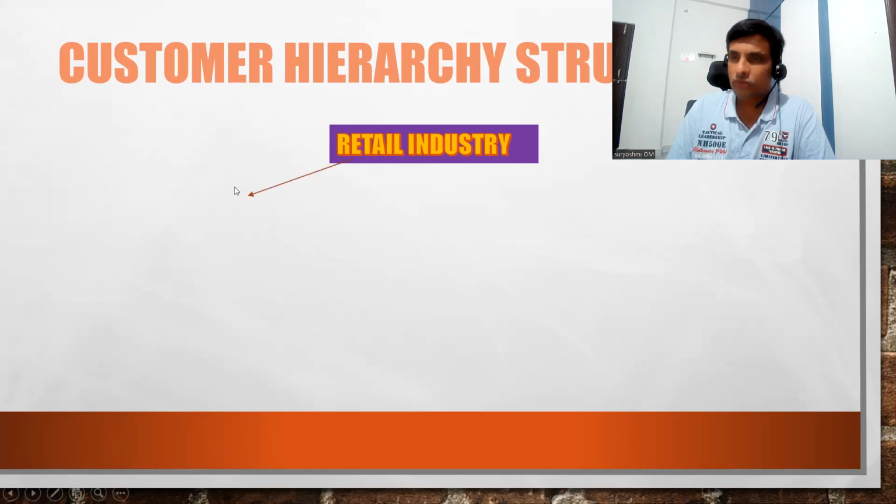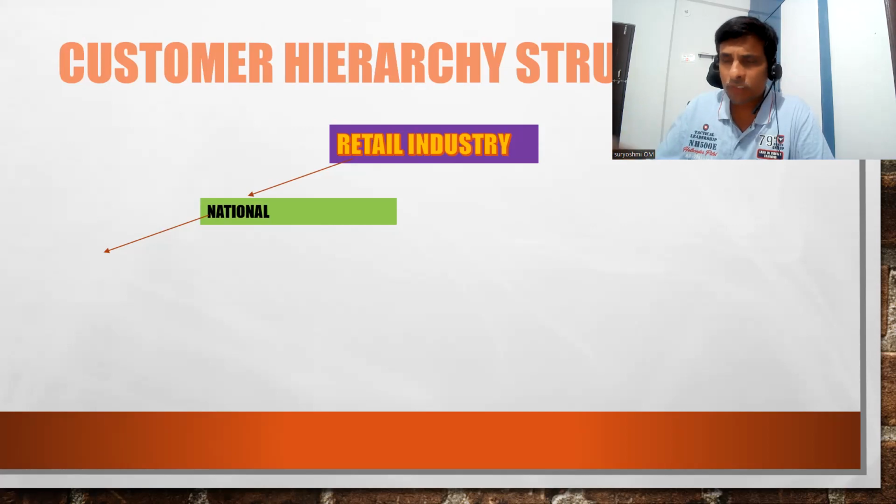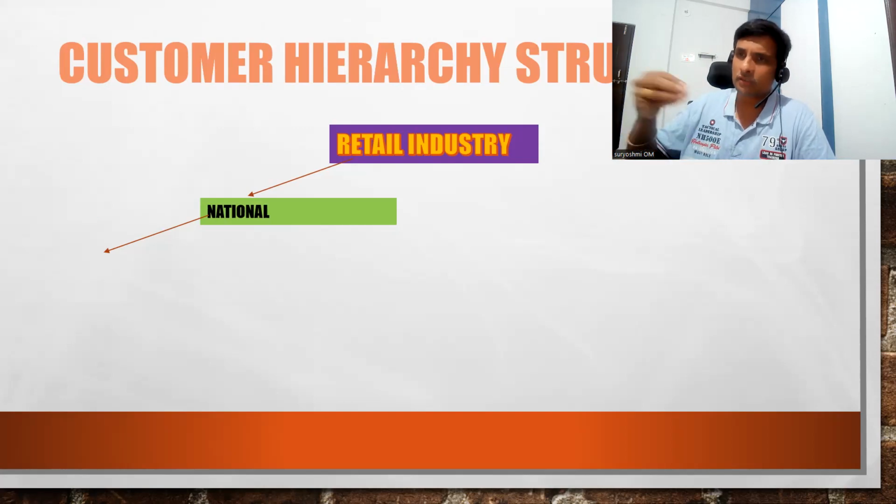So this is the first node. Let's see, you have divided your retail industry into national first. National means, for example, your company is located in Germany. Within Germany, whatever sales are going to happen for your customer hierarchy. If your company is located in India, like Ranbaxy, where the sales must be allocated at the domestic level, at a national level, within the country level. You can say country-based level. National, as I have given, means country-level hierarchy. Okay, this is the first thing.